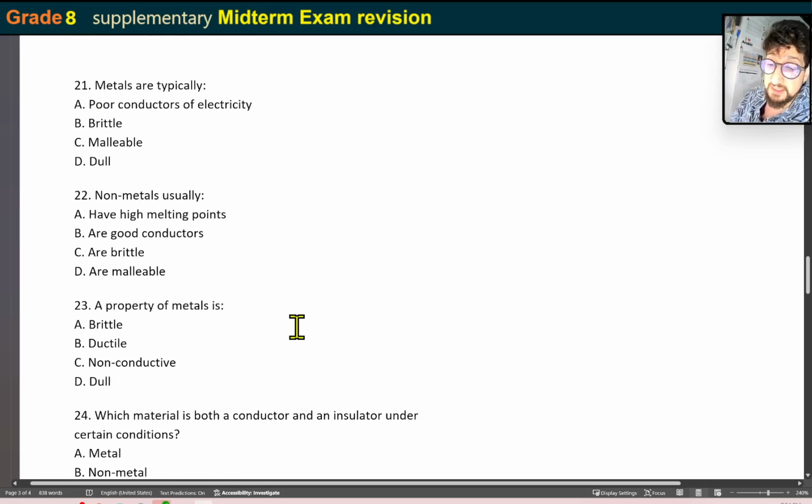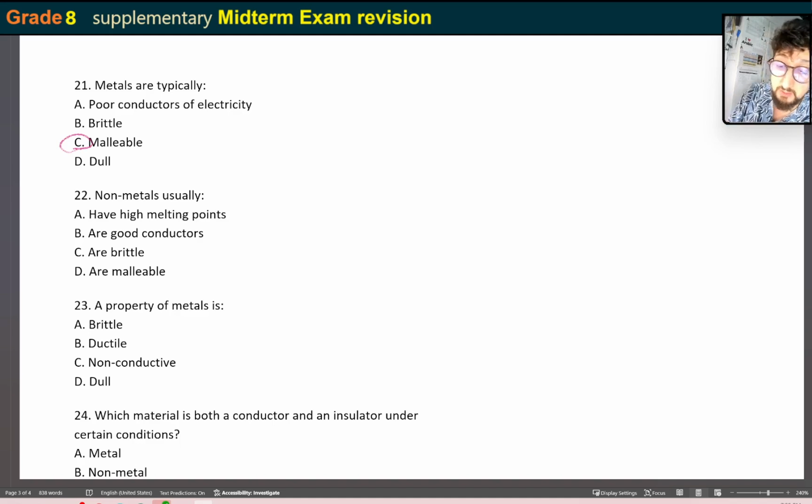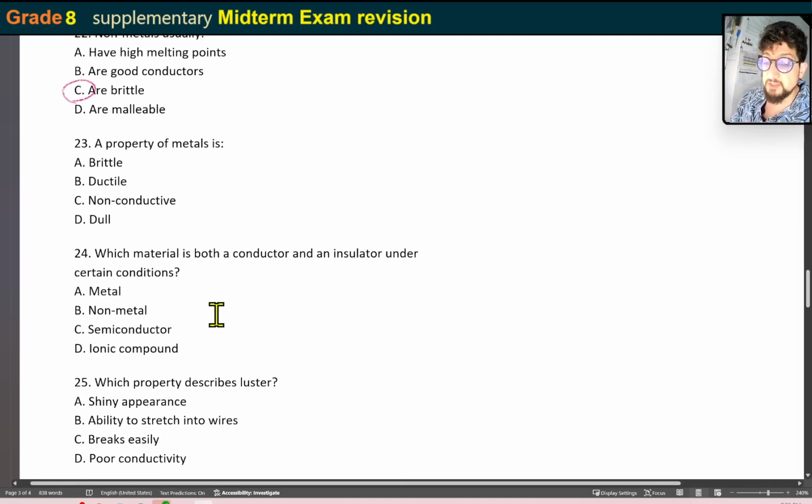Metals are typically malleable, which means they can be bent. Non-metals usually are brittle, which is the opposite of malleable. Like glass, for example, it breaks as opposed to bending. A property of metals is ductile. It can be drawn into wires.